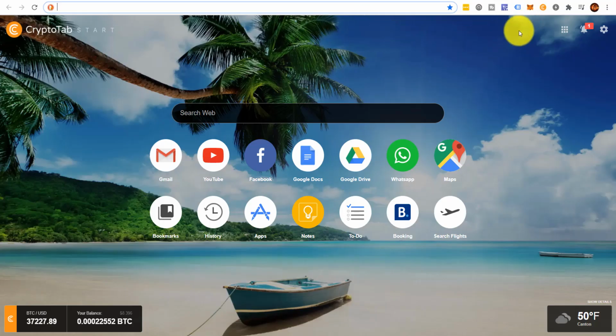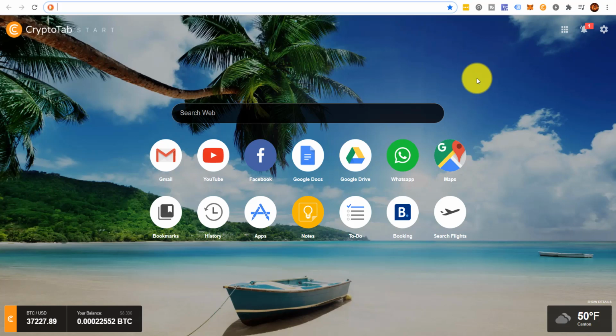By the way, I'm using the CryptoTab browser. I love the CryptoTab browser. It's incredible. It's basically a mining browser that allows you to earn passive income by mining small, tiny amounts of cryptocurrency. They pay you out in Bitcoin, though. You're not going to earn a lot. I earn about $4 or $5 a month, probably.